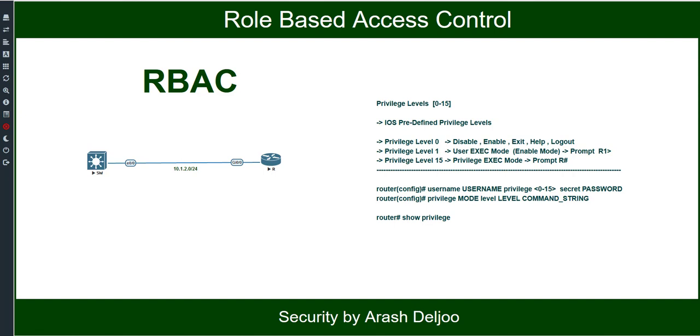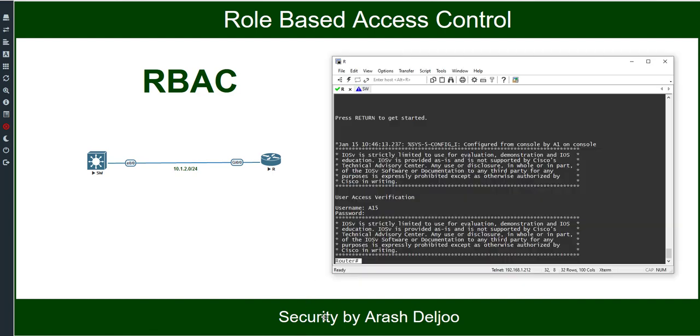In access control, we give different commands to different privilege levels. For example, assume that we have a user, and I want to give this user privilege level 5. This privilege level 5 can configure an interface, enable an interface, and assign an IP address to the interface. I want to give level 5 these permissions. Okay, here let me show you.